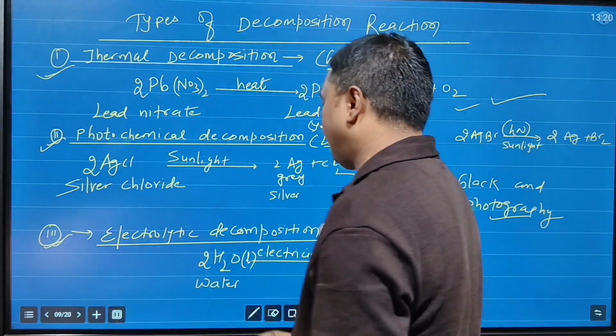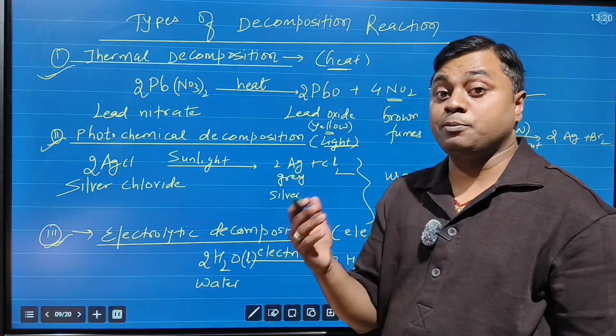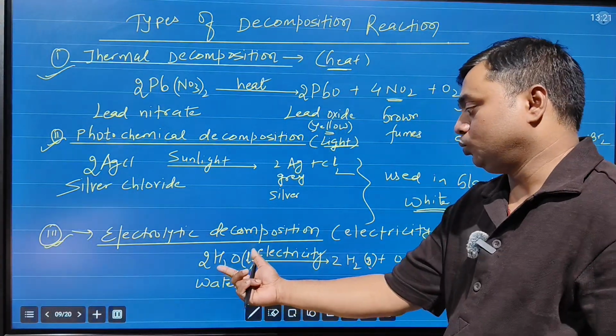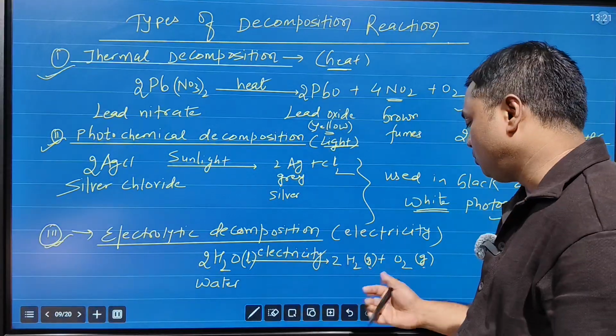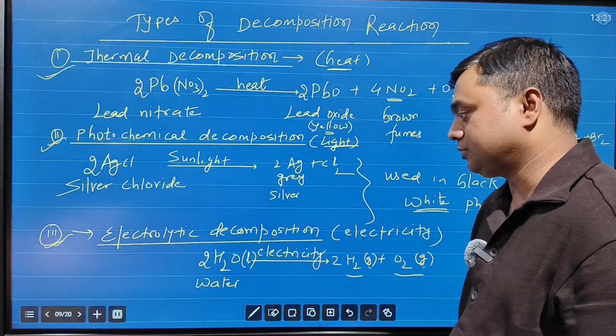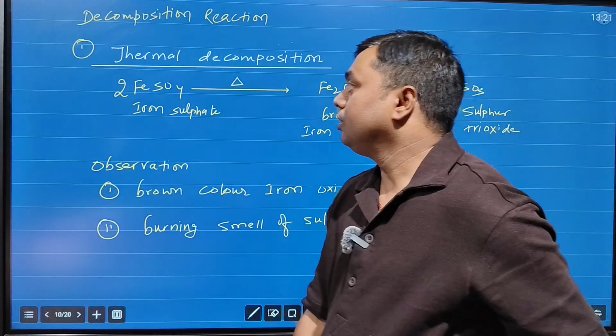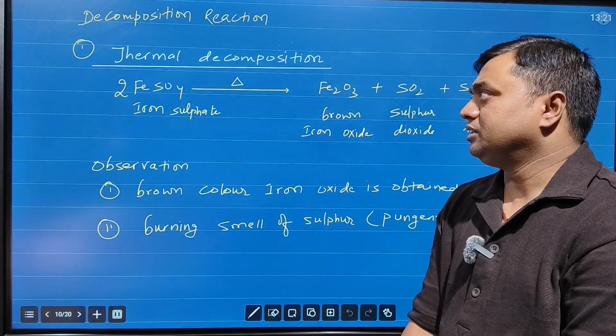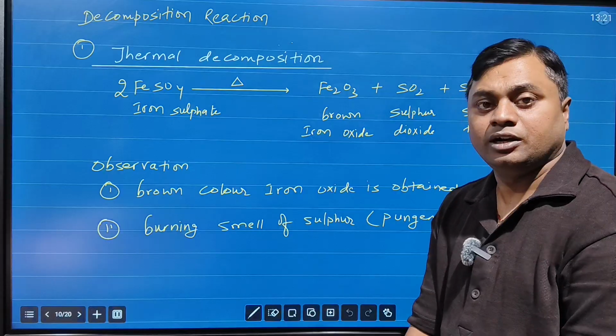Next we have electrolytic decomposition, which takes place with the help of electricity. Decomposition of water: 2H2O, when electricity is passed, gives H2 gas and O2 gas. Okay, these questions are important, right?